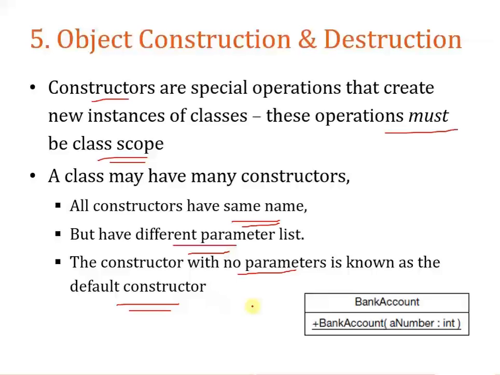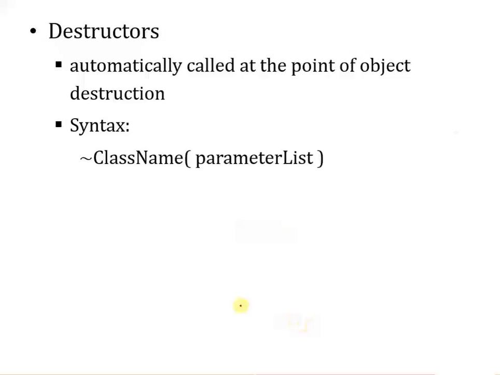So this is how a constructor is represented. BankAccount is the class name and the function name is also BankAccount. This says that this particular function is a constructor. The last part is the destructor, which is automatically called in order to free or deallocate the memory space. The representation is a tilde symbol followed by the class name and then the parameter list. The parameter list is optional over here.